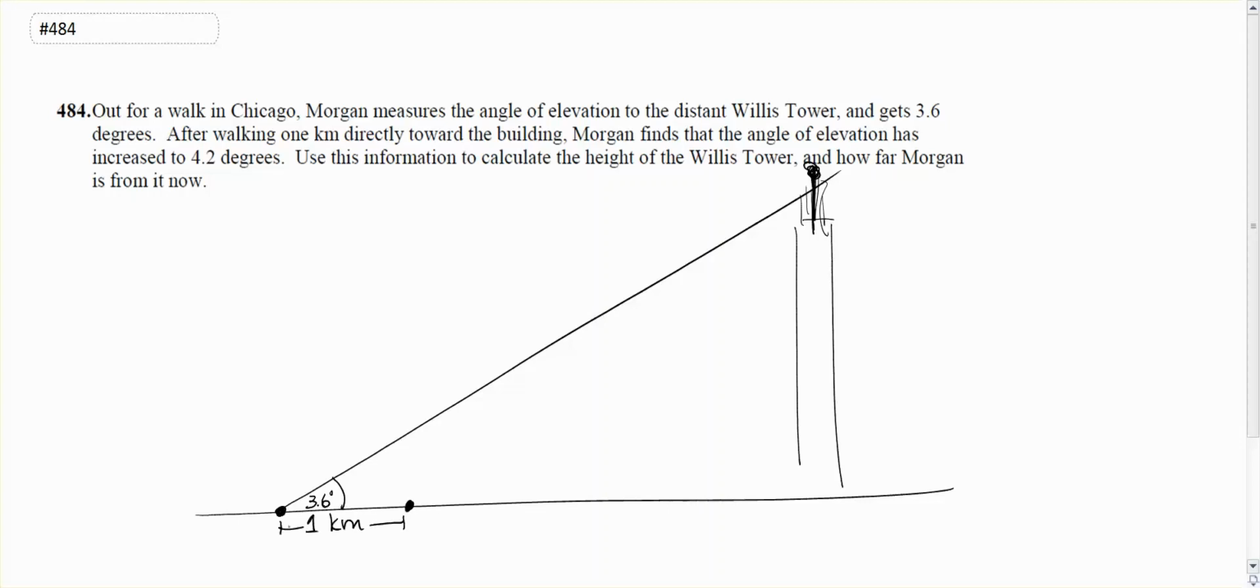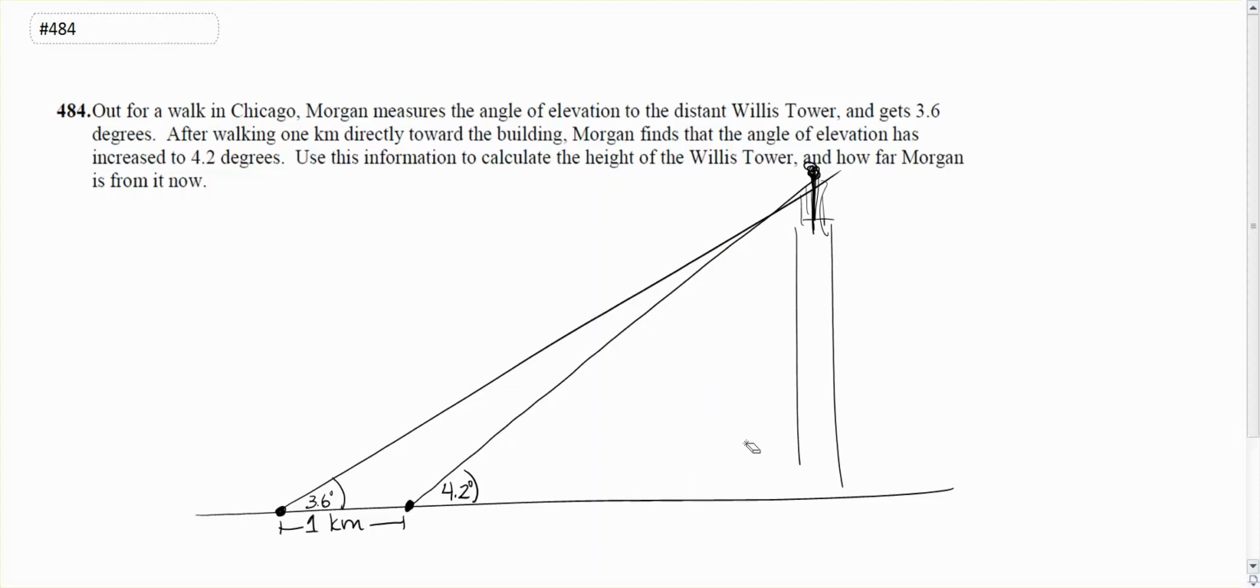and now the angle of elevation has increased to 4.2 degrees. And that should make sense. The closer you get to the tower, the steeper that's going to get, right? I was right there. That's pretty steep, so it's a bigger angle there. Okay.